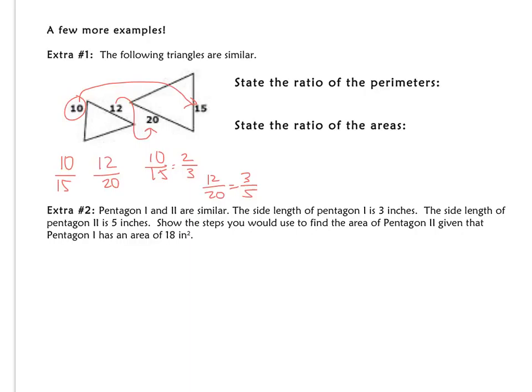Now, as you can see, we have an issue here. We don't have the same scale factors. So this problem really is not possible with the information that I have given you. Now, if we ignore the 12 over 20 and we stick to the 2/3, if that is the ratio of our sides, then the ratio of the perimeters is also 2/3. And then the ratio of the areas is the 2/3 squared, which would be 4 to 9.